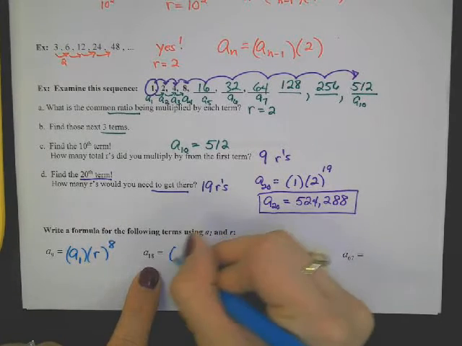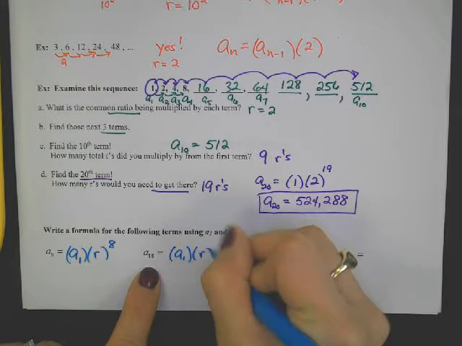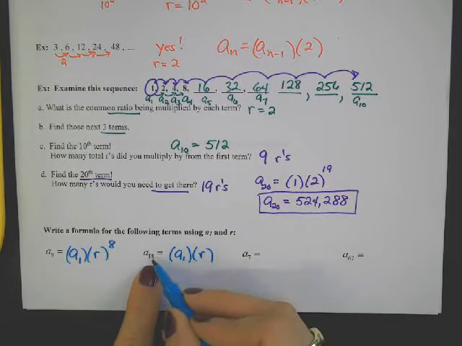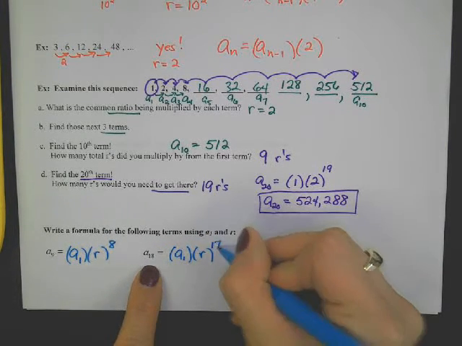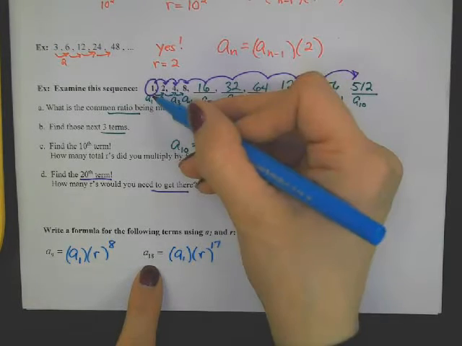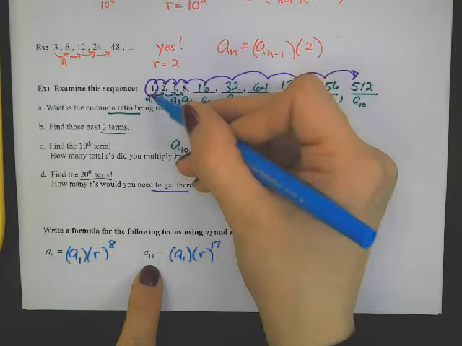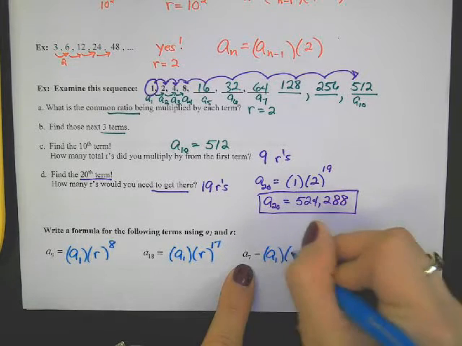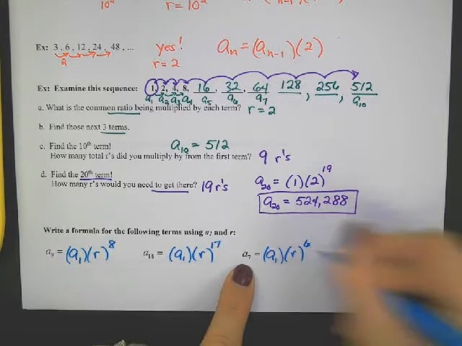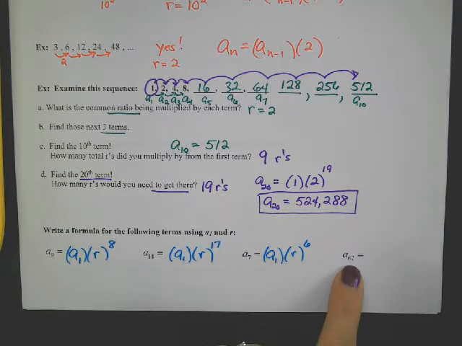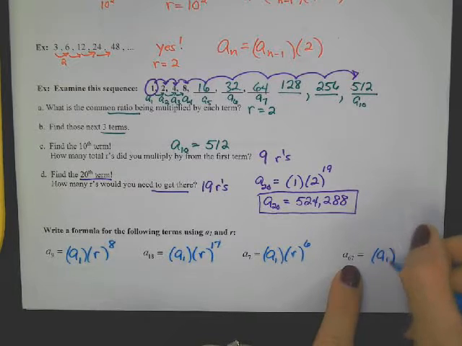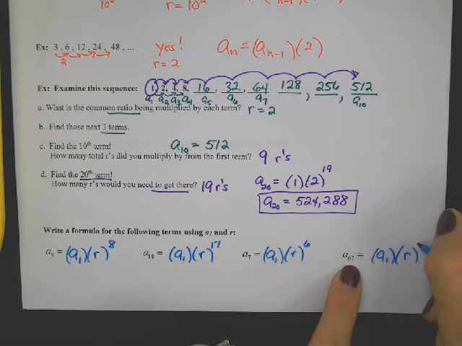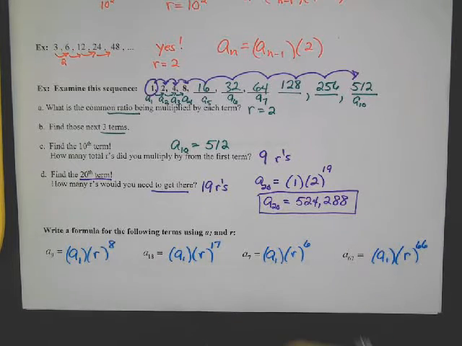To get to the 18th term, start with A number 1 and multiply by R by R by R how many times? To the 17th power. Because the first one doesn't get the ratio, only all the other terms. A sub 7 would be A sub 1 times R to the power of 6. And to get to the 67th term, you would start in the beginning, A sub 1, and you would multiply by R 66 times, to the power of 66.